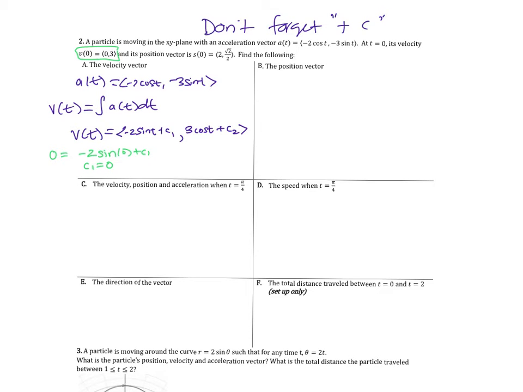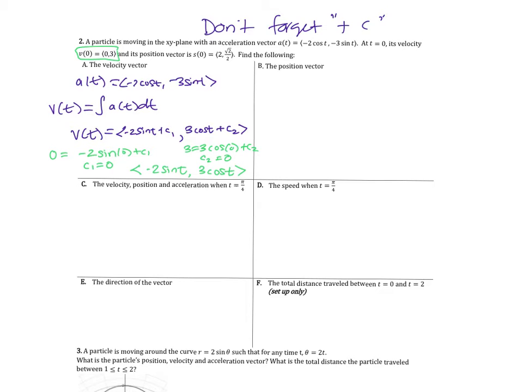For the y component, 3 equals 3 cosine of 0 plus c2. Well, cosine of 0 is 1, so c2 is also going to be 0. So we end up with the velocity vector -2 sine of t, 3 cosine of t.